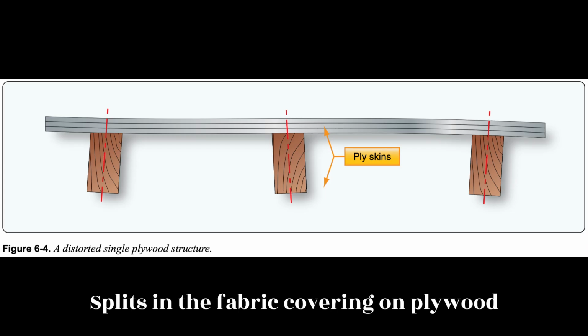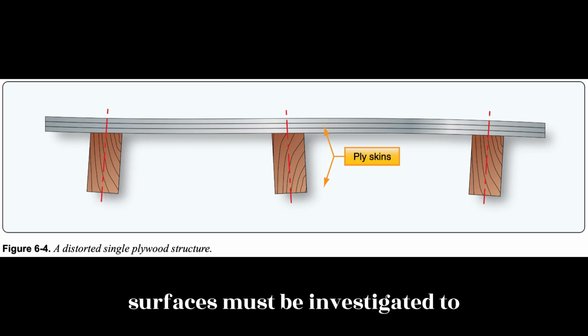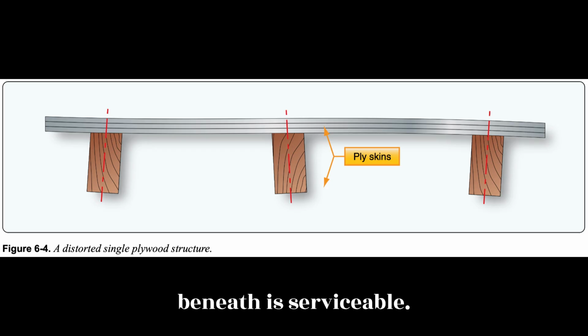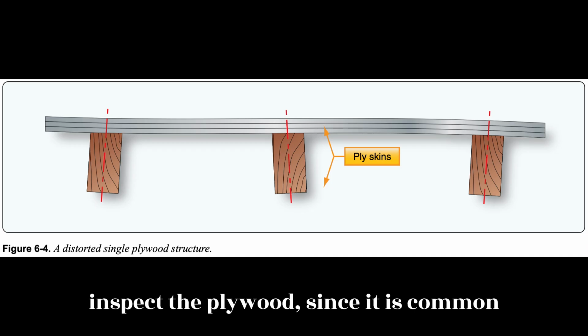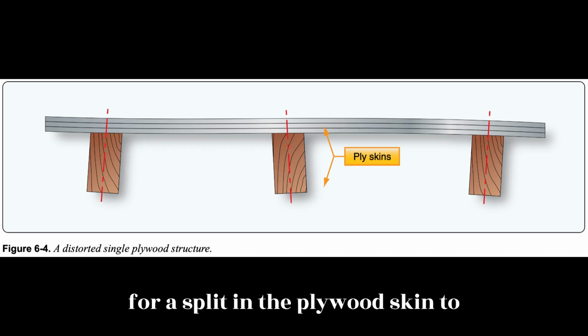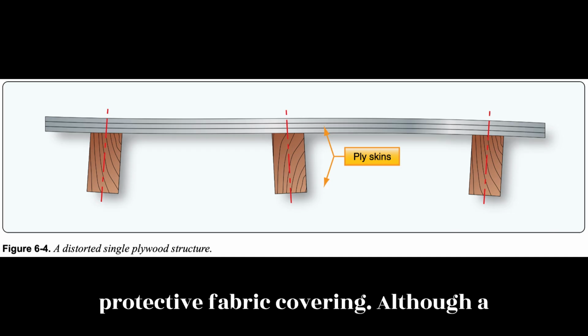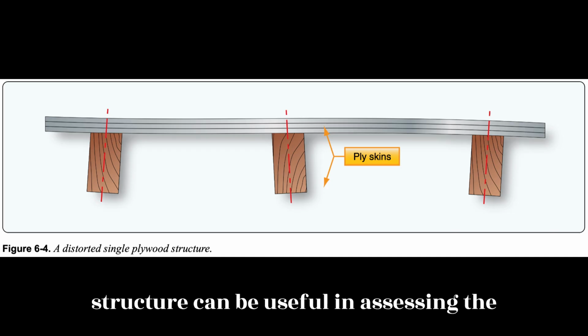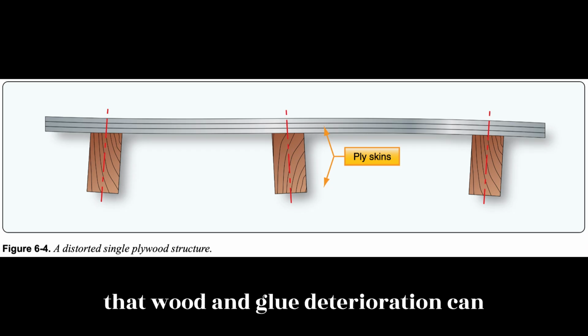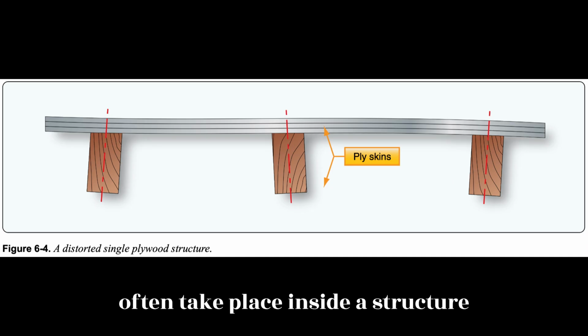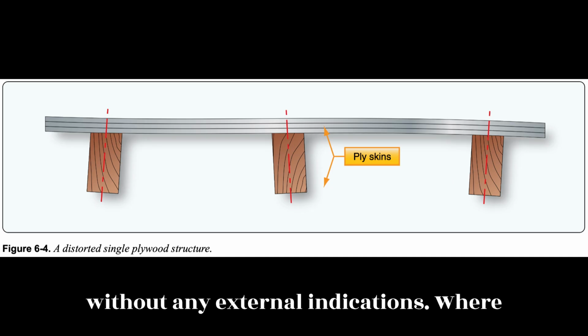Splits in the fabric covering on plywood surfaces must be investigated to ascertain whether the plywood skin beneath is serviceable. End of page 6-2. In all cases, remove the fabric and inspect the plywood, since it is common for a split in the plywood skin to initiate a similar defect in the protective fabric covering. Although a preliminary inspection of the external structure can be useful in assessing the general condition of the aircraft, note that wood and glue deterioration can often take place inside a structure without any external indications.